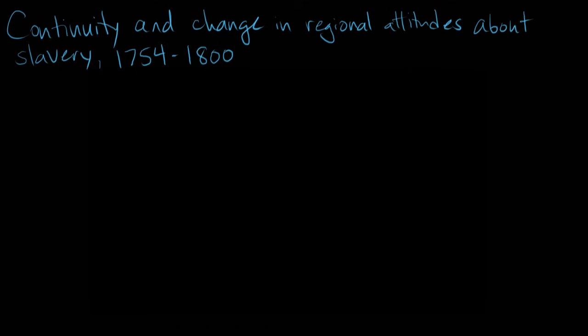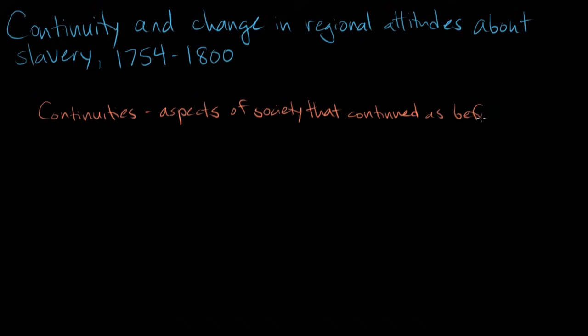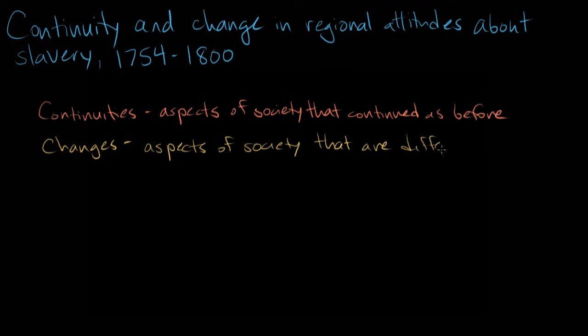One way that we can attempt to measure the extent of change is by identifying the things that stayed the same during this time period, which we call continuities, or aspects of society that continued on being the same as they were before, and changes, aspects of society that were different than before. There are many different aspects of society that historians can trace changes and continuities in over time, like changes in politics or art or gender roles.